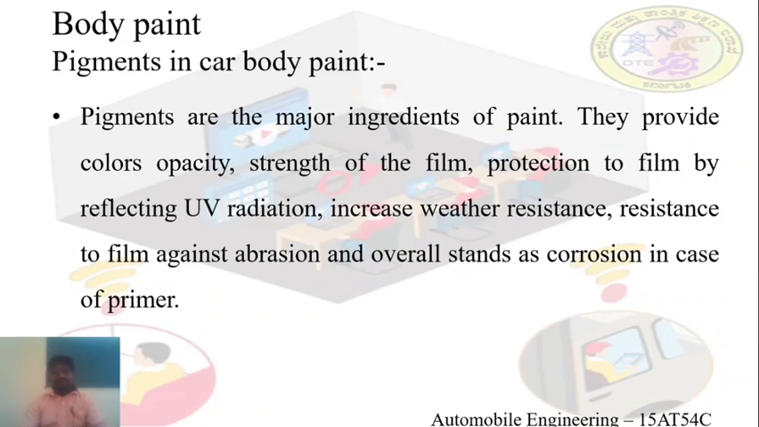The pigments are the major ingredients of the car body paint. They provide the color, opacity, strength to the paint film, and protection to the film. They reflect the UV radiation from the sun, and also enhance the weather resistance and the resistance of the film against abrasion, if abrasion happens due to any kind of sand particle or stone particle, and overall stand as corrosion resistance in the case of a primer.